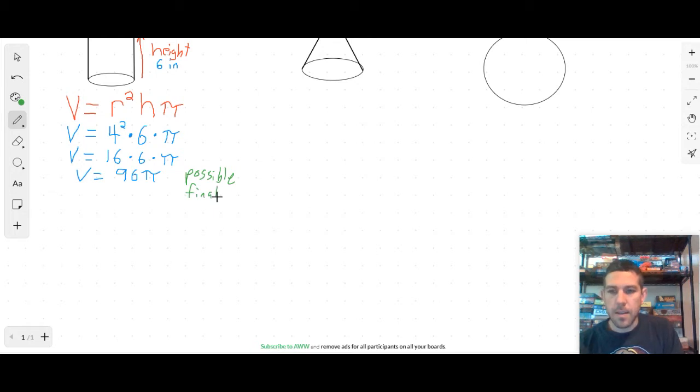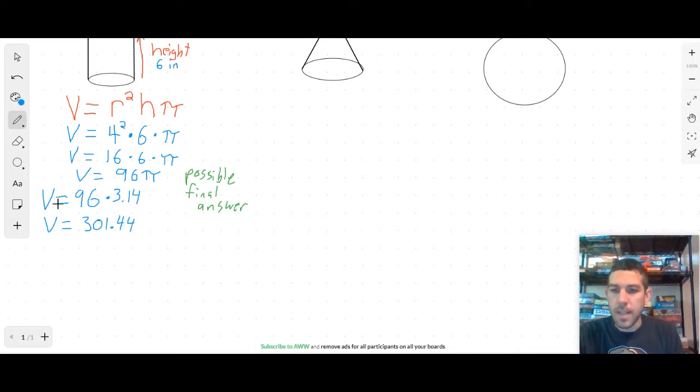That just means they didn't actually multiply it by 3.14. But a lot of times they do ask you to go all the way, an approximation answer, where they want to know what the real answer is if pi is equal to 3.14. So 96 times 3.14, and with my calculator, I get 301.44.